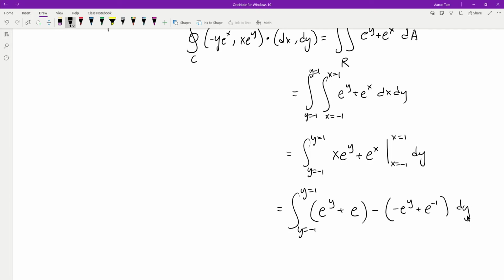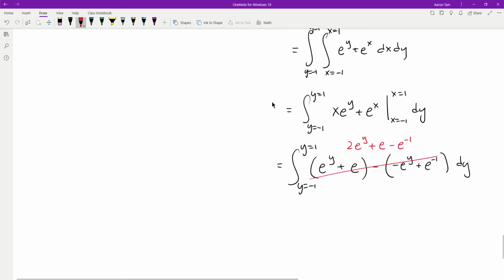Oops. So it seems to me the e to the y terms combine and become 2 e to the y, and then I have plus e minus e to the negative 1. So I can now integrate this. When I integrate this with respect to y, I get 2 e to the y plus e times y minus e to the negative 1 times y, evaluated from y equal to negative 1 to y equal to positive 1.